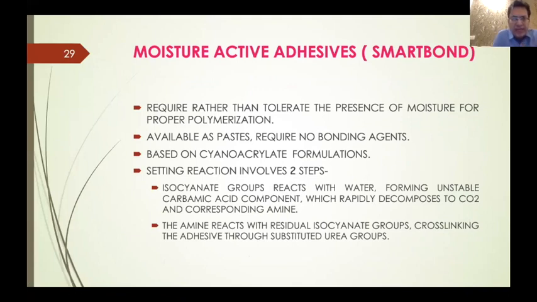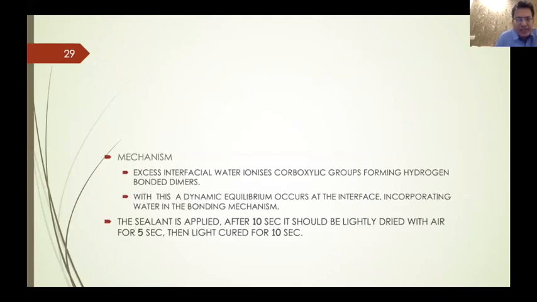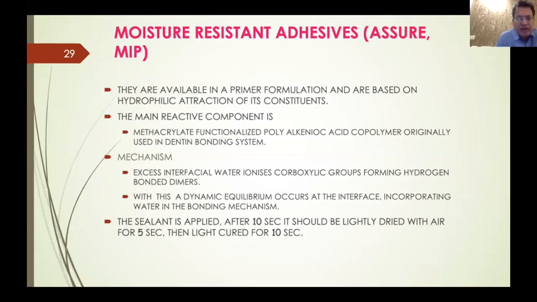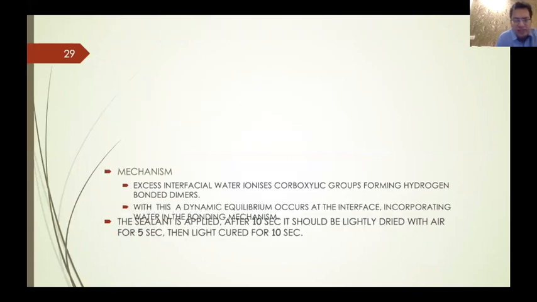So what is the difference between them? The difference is very clear. One repels water for bonding, one needs water for the bonding process. So moisture active adhesives have cyanoacrylate groups. The moisture resistant adhesives basically have a hydrophilic attraction between their components, and they are polyalkanoic acid methacrylated functionalized groups. So that is the difference between the two.